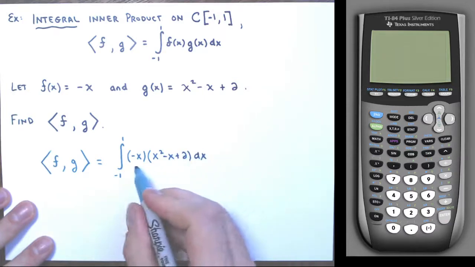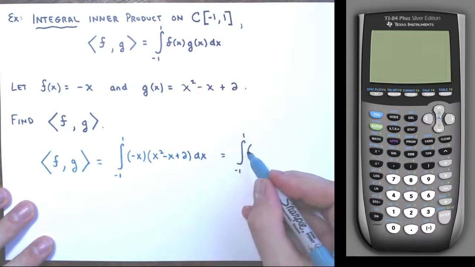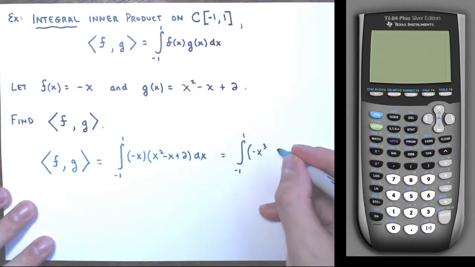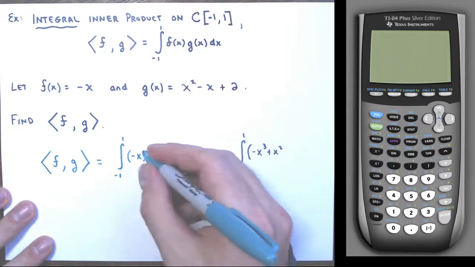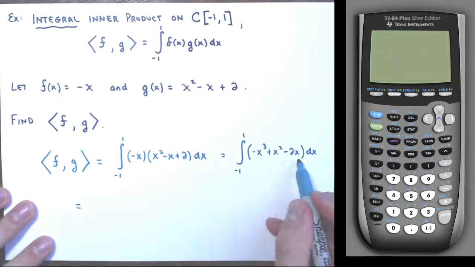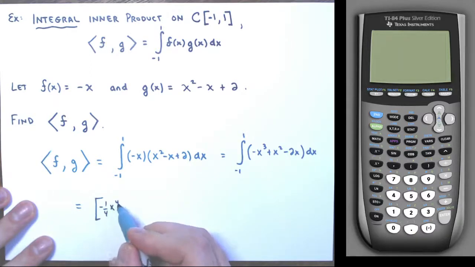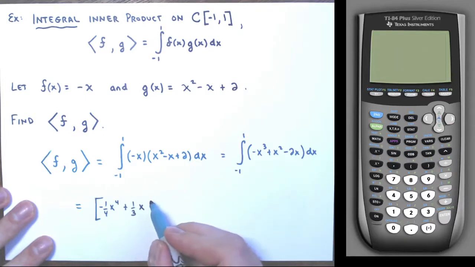Now again, I'll multiply this out. This will be the integral from negative 1 to 1 of negative x cubed plus x squared, right? This is just distributing the negative x here, minus 2x. And then with respect to x, and hopefully you remember from your calculus class how to do this. Antiderivative of this would be negative 1/4 x to the 4th plus 1/3 x cubed, and minus x squared. And we're evaluating this at negative 1 and at 1.